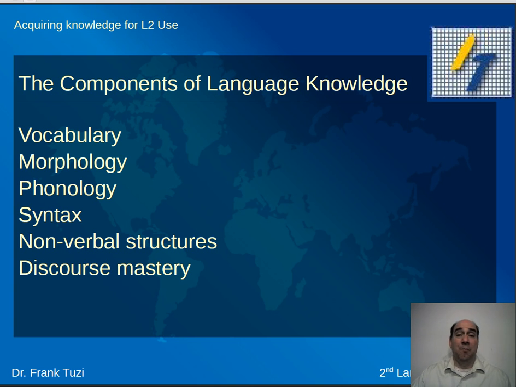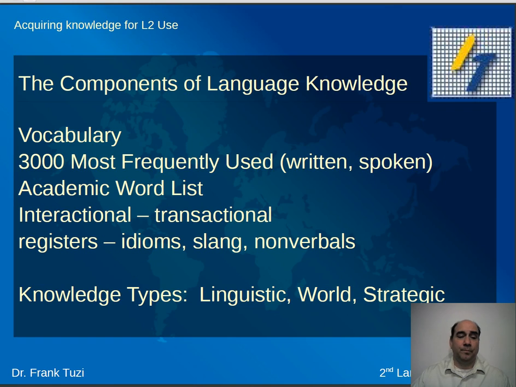So now we look at the components of language that we need. We have your basic grammar and phonology components, but we also have nonverbal and discourse mastery skills. With regard to syntax, we're looking also at morphology, the endings on words that would be necessary. Those carry a lot of grammatical elements, so we're going to need to have a knowledge of those also.